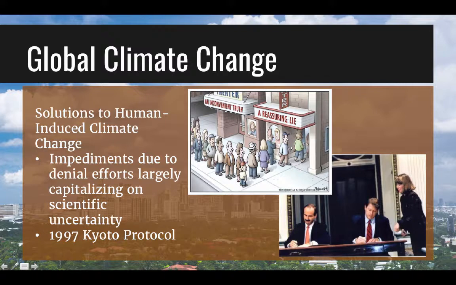The 9 years between the drafting of the treaty and its going into effect illustrates the difficulty of forging international environmental treaties. In part, the Kyoto Protocol's slow ratification process is due to the tragedy of the commons, or the free rider problem.